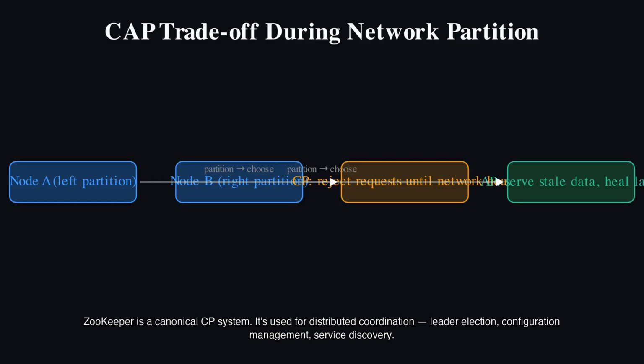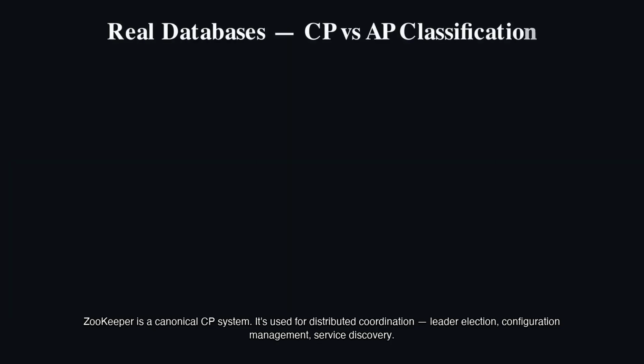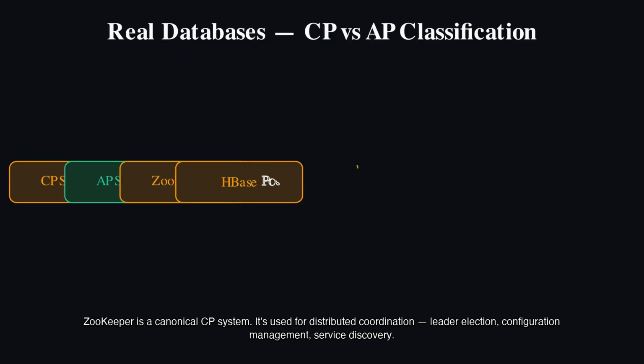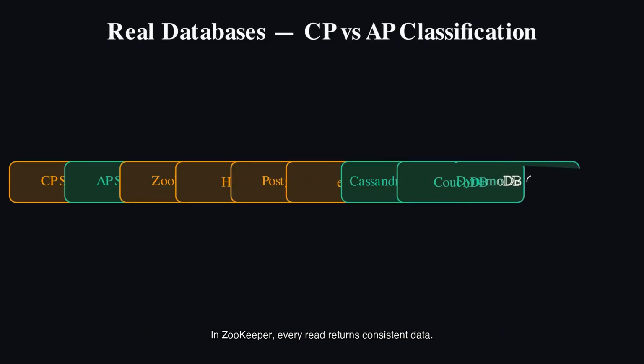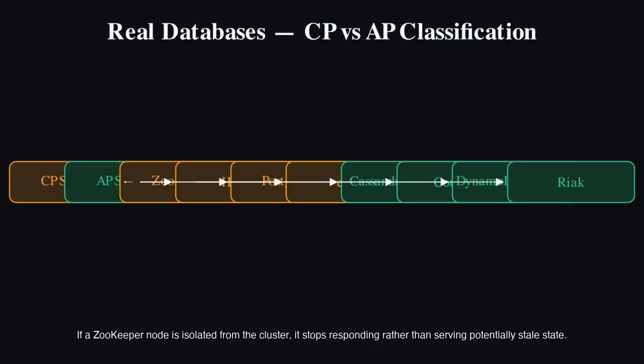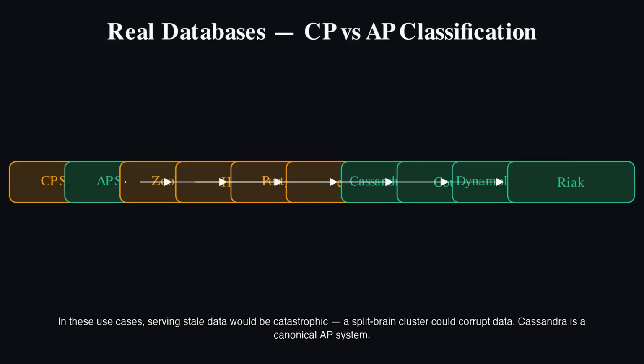ZooKeeper is a canonical CP system. It's used for distributed coordination, leader election, configuration management, service discovery. In ZooKeeper, every read returns consistent data. If a ZooKeeper node is isolated from the cluster, it stops responding rather than serving potentially stale state. Kafka uses ZooKeeper for leader election. Hadoop uses it for name node failover. In these use cases, serving stale data would be catastrophic. A split-brain cluster could corrupt data.